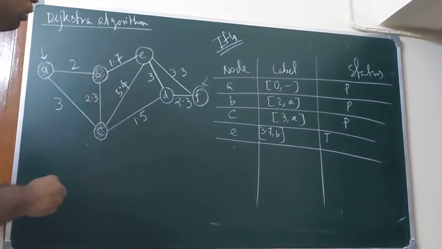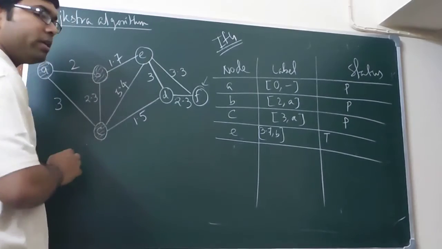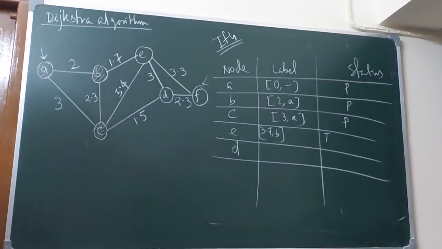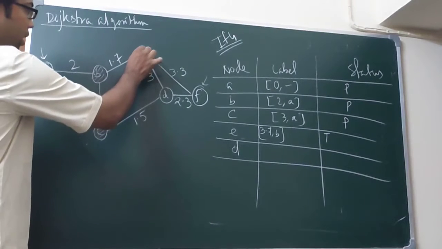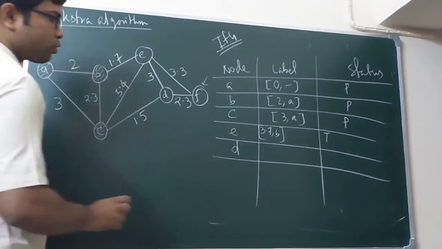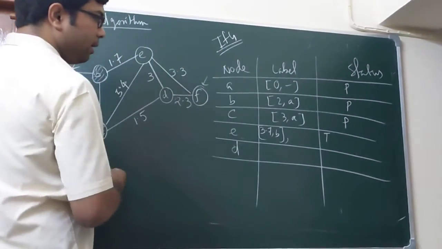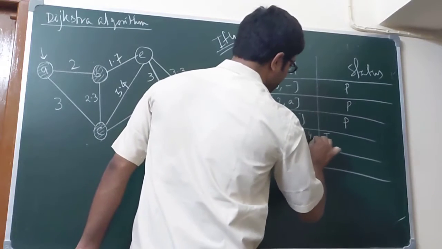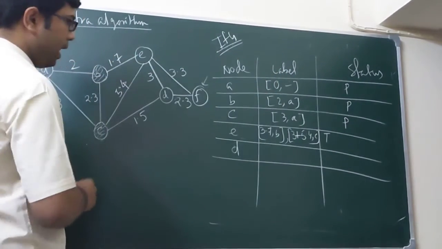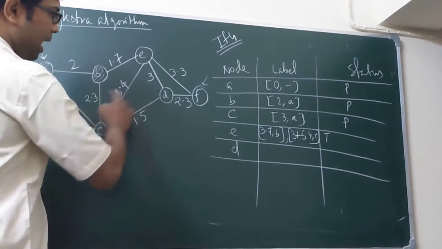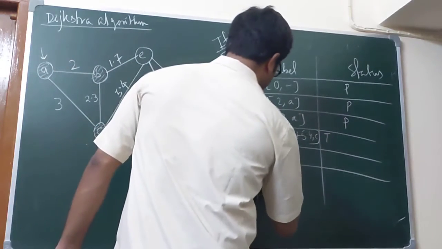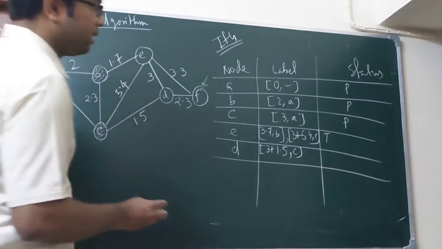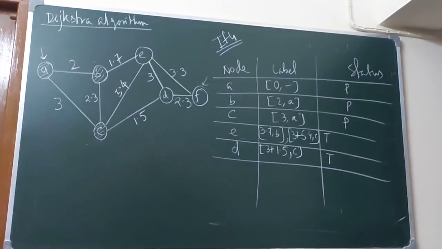At the beginning of iteration 4, D can be accessed from C, so you have to introduce this D. Now, E also can be accessed via C. So the path will be, distance from A is 3, so 3 plus 5.4, comma C. And the value of D at this point is 3 plus 1.5, comma C. That is via C, and the status is temporary.